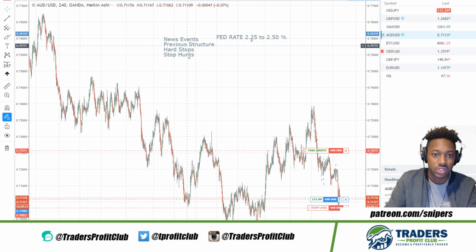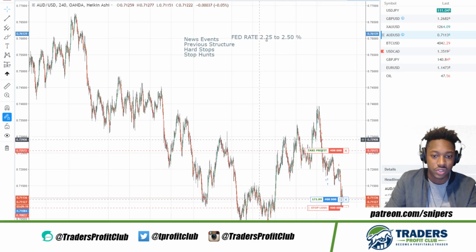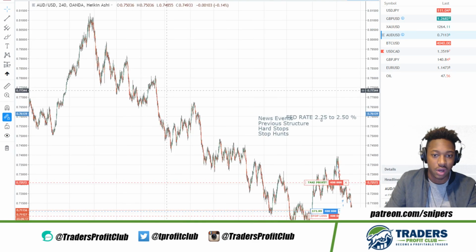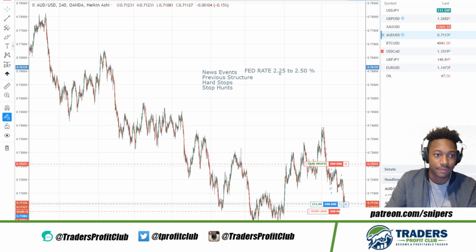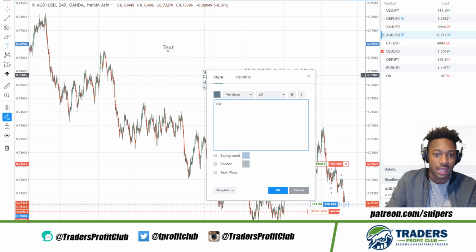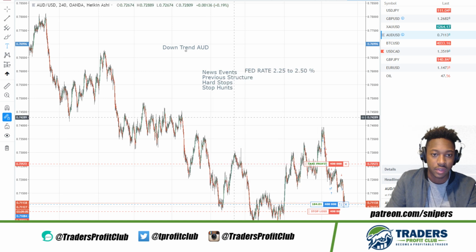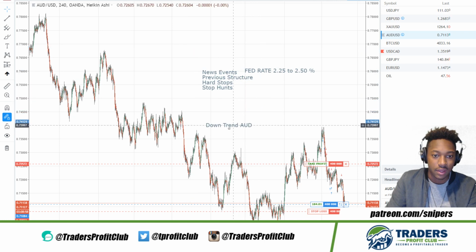So then we had previous structure. We saw that previous structure was on a downtrend, right? So price was in a downwards trend, AUD, right? AUD was in a downtrend. I obviously spelled downtrend wrong, so forget it. So downtrend was in this area, right?